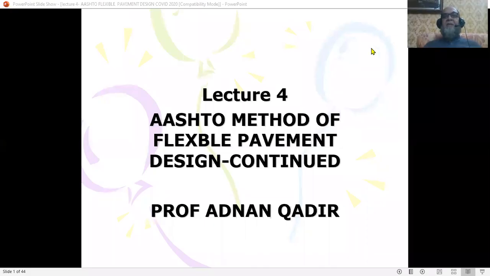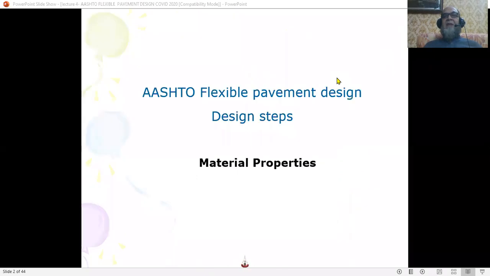Bismillahirrahmanirrahim. Today is lecture number 4, AASHTO method of flexible pavement design. And we will discuss what material properties are needed to design a pavement.